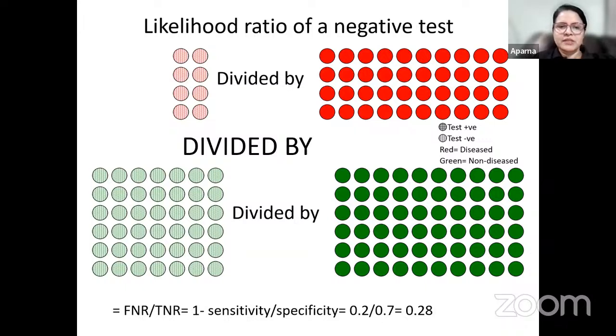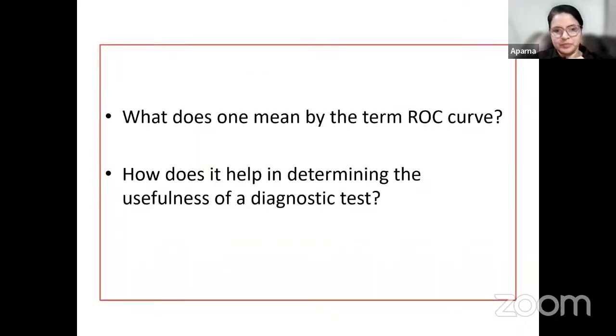So this essentially means that an individual having a negative test, a baby who is testing negative with a new test, is 0.2 times falsely likely to be negative rather than 0.8 times truly likely to be negative for the infection or for the disease.